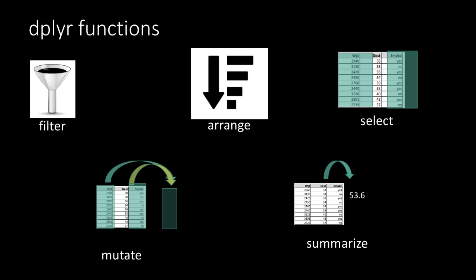So by and large, these are the five main workhorse functions of dplyr. Of course, dplyr has many other features, but these are the main things. And I would like to anchor our discussion around these functions.